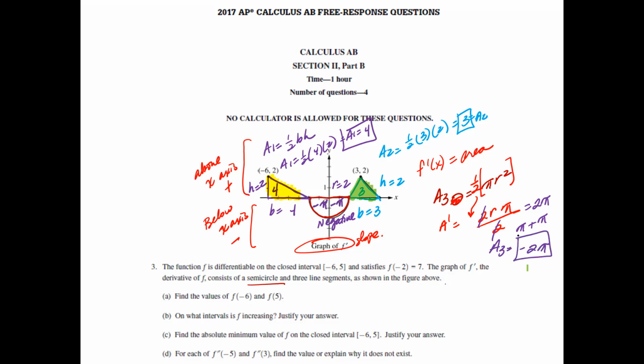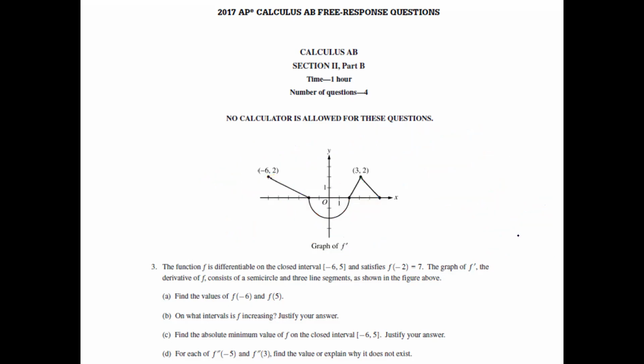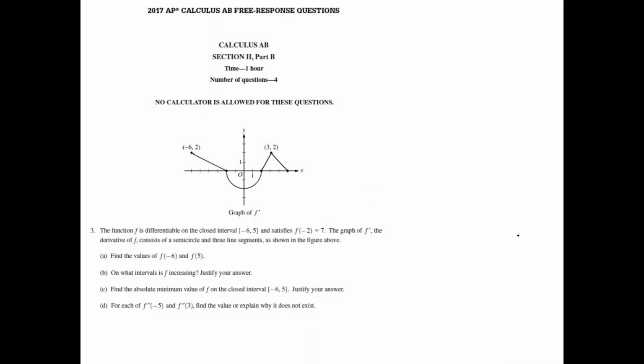Okay, so now that you have all 3 pieces, you are ready to answer the first question. Question letter A asks you to find the value of f of -6 and also f of 5. Before we find either, it might be worthwhile to understand what the f of x function is going to look like from here, which is -6, to +2. So x equals -6, x equals +2.